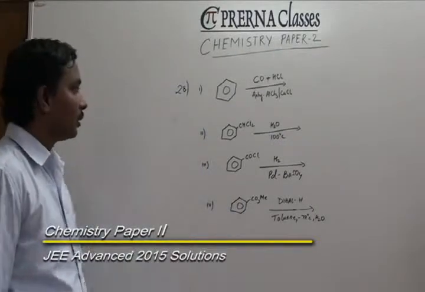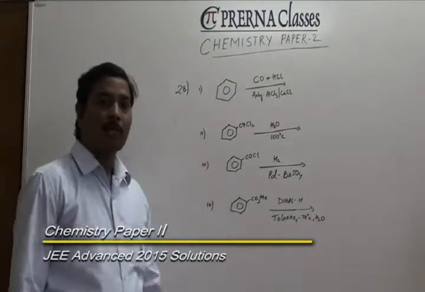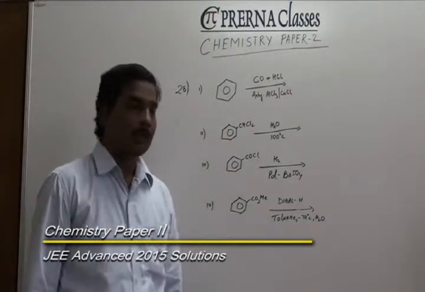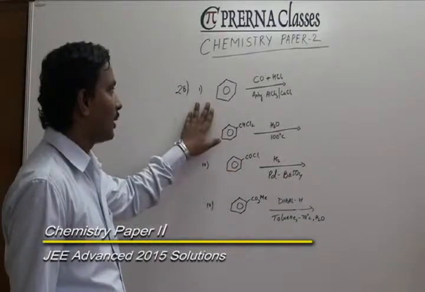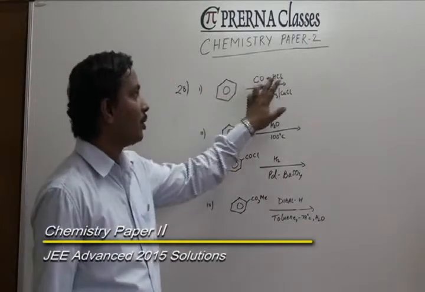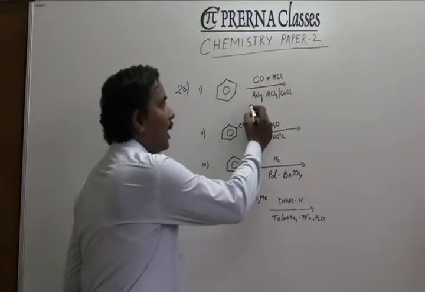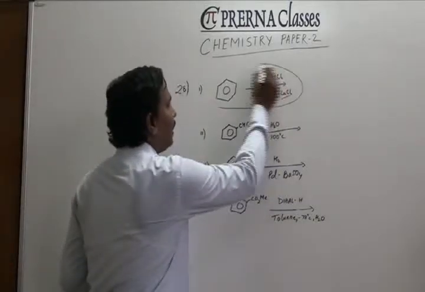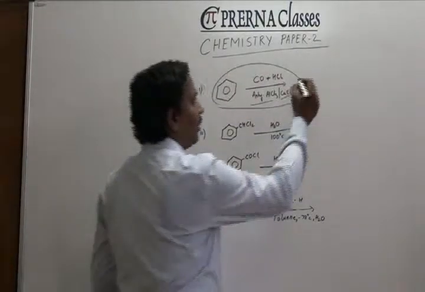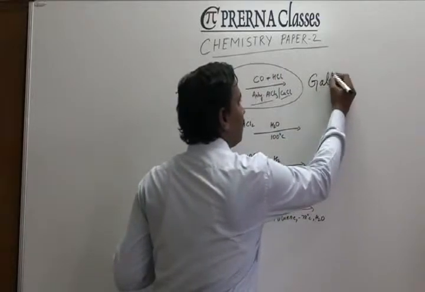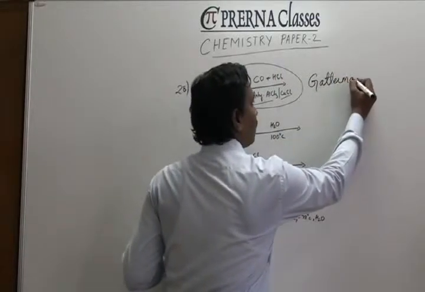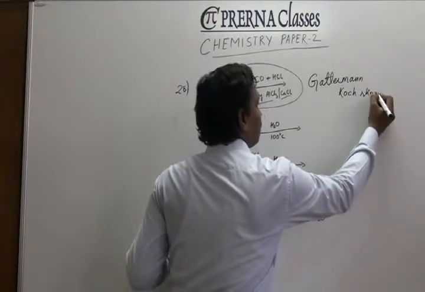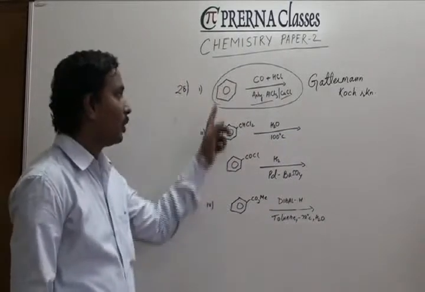Now question number 28. He asked me to calculate how many of these reactions will produce the product benzaldehyde. Now if you consider the first reaction, benzene is reacting with carbon monoxide and HCl in presence of anhydrous AlCl3 and CuCl. Now this complete reaction is known as the Gattermann-Koch reaction. It is one of the methods to produce benzaldehyde.